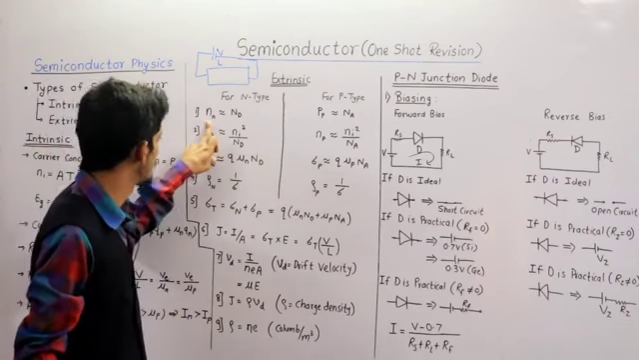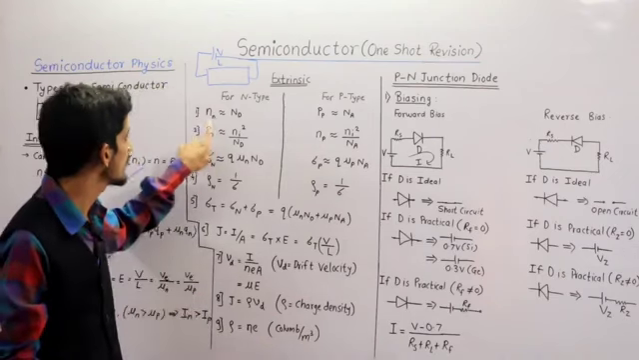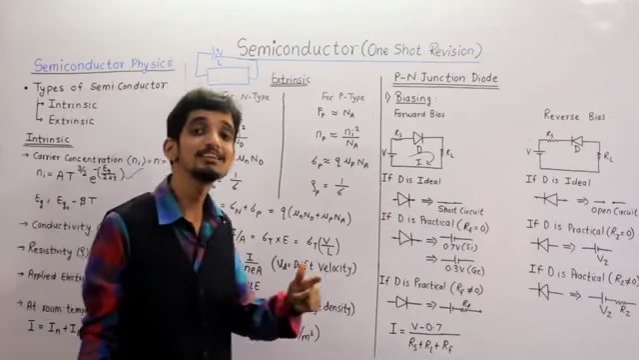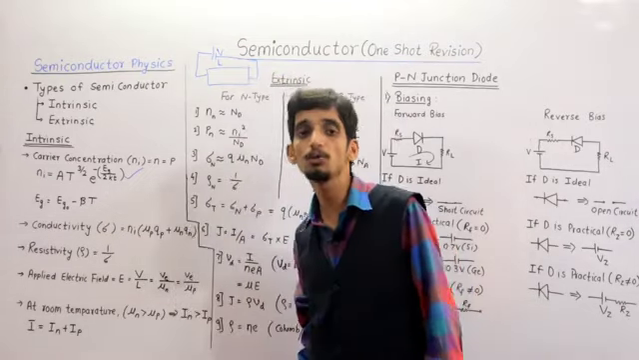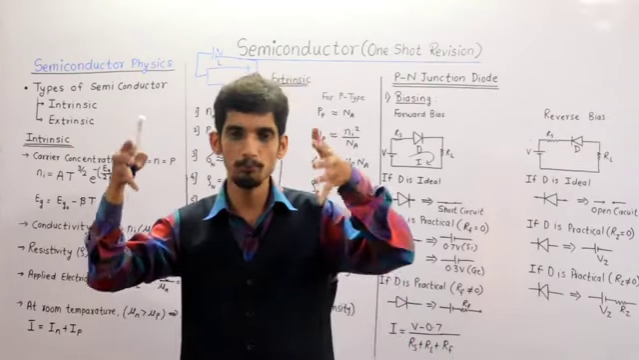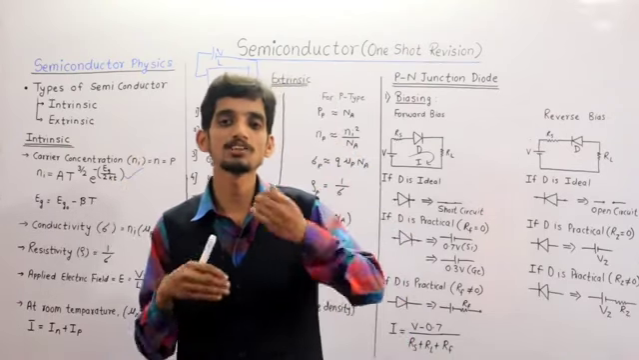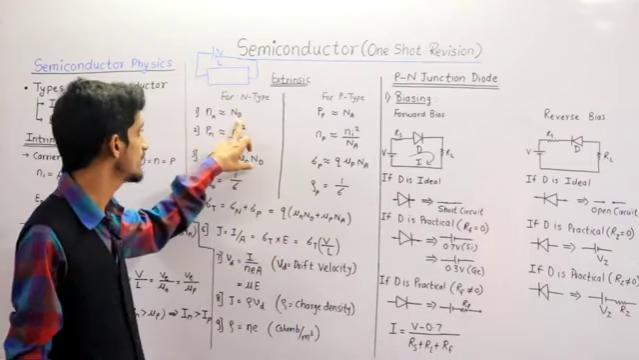So majority carrier concentration in N type semiconductor is denoted by Nn. Means what? Nn means electron concentration in N type, which is approximately equal to donor concentration, because we are adding dopants and which results into donor atoms. So that Nn is equal to Nd for N type.